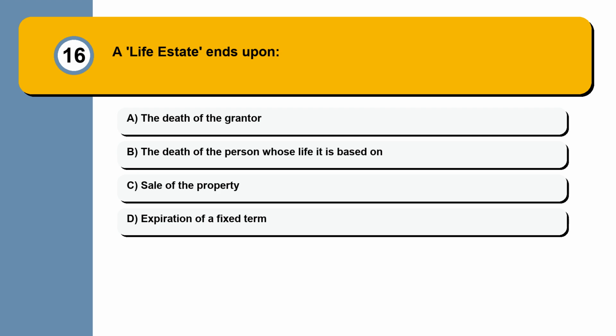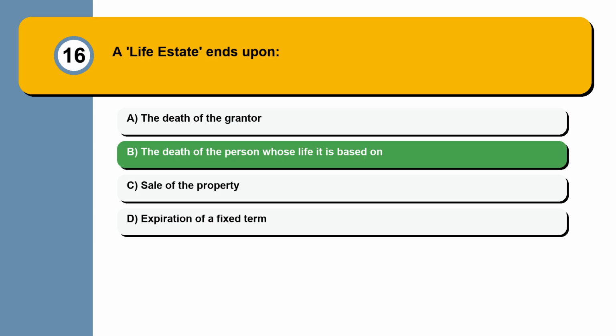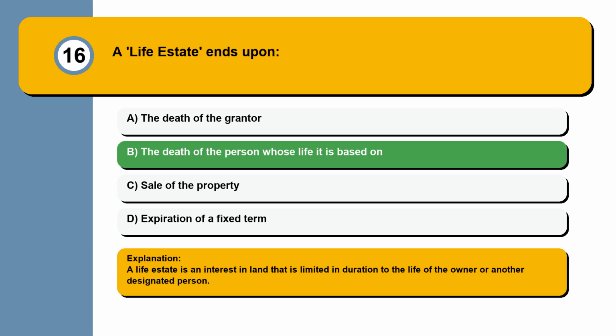Question 16. A life estate ends upon the death of the grantor, the death of the person whose life it is based on, sale of the property, expiration of a fixed term. A life estate is an interest in land that is limited in duration to the life of the owner or another designated person.